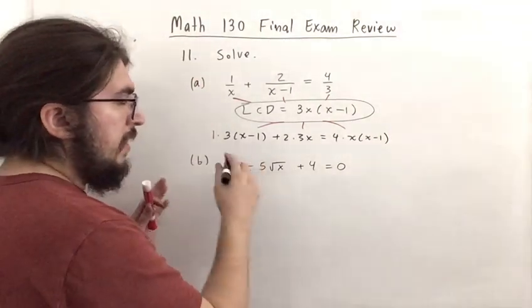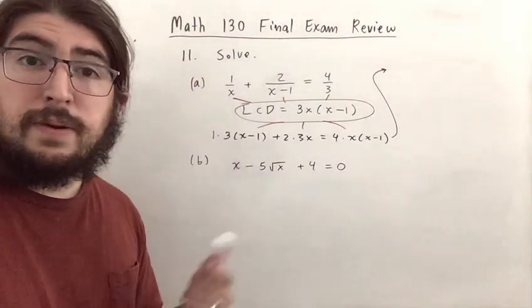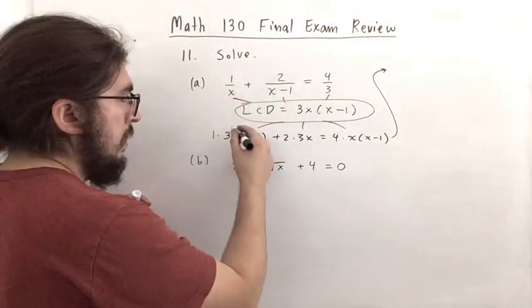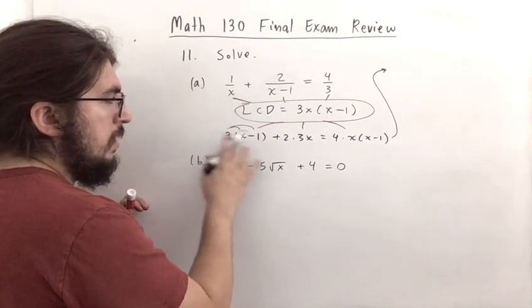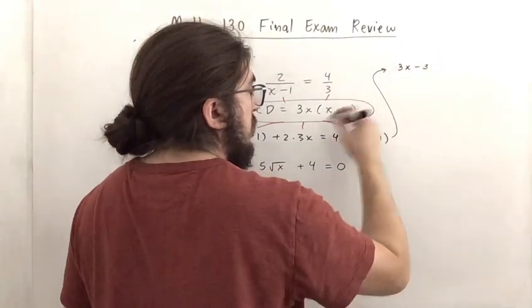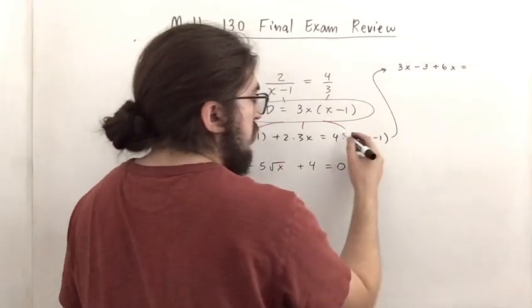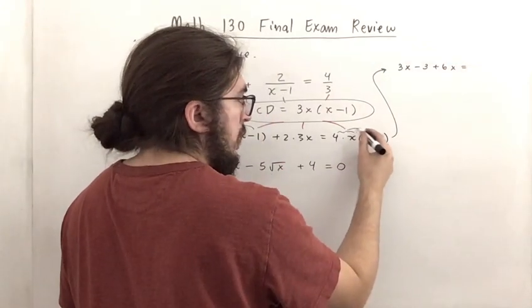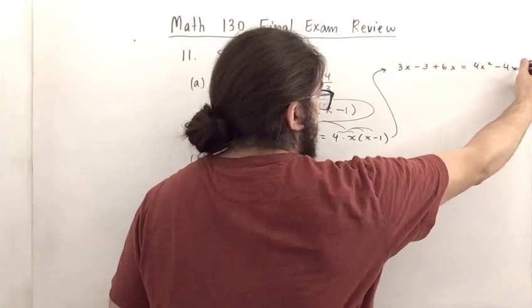I'm going to simplify and write that above here, and then I think we may be able to solve this by factoring. Let's see. So distributing that, that's 1 times 3 is 3, so we can ignore that one part. So that's 3x minus 3. 2 times 3x is 6x. Equals, distribute this 4x. You have 4x squared minus 4x.